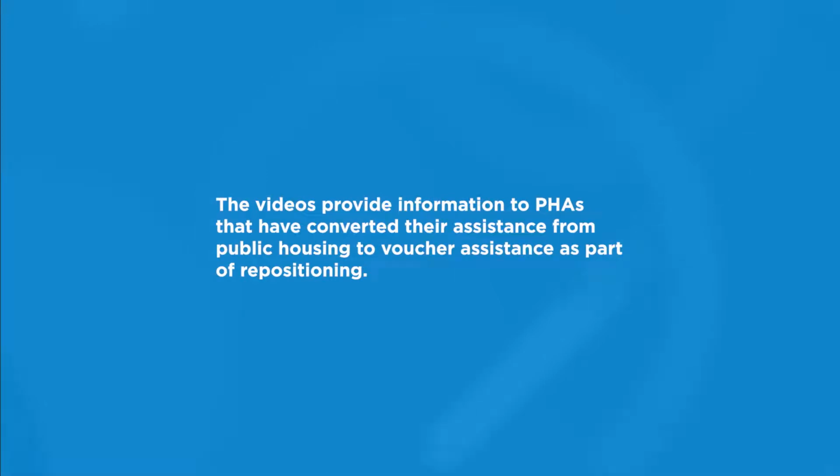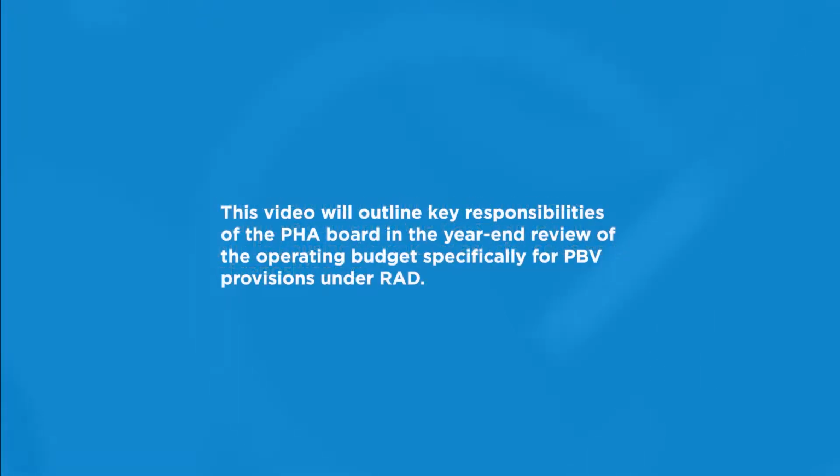The videos provide information to PHAs that have converted their assistance from public housing to voucher assistance as part of repositioning. This video will outline key responsibilities of the PHA Board in the year-end review of the operating budget, specifically for PBV provisions under RAD.